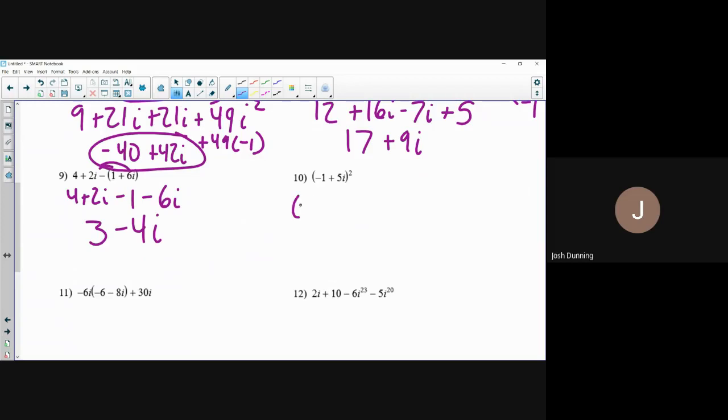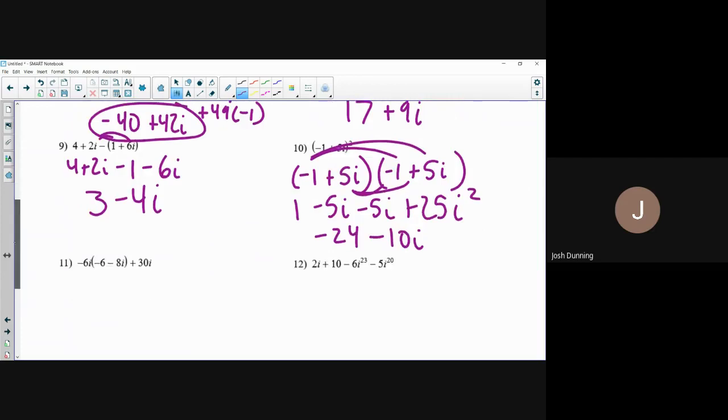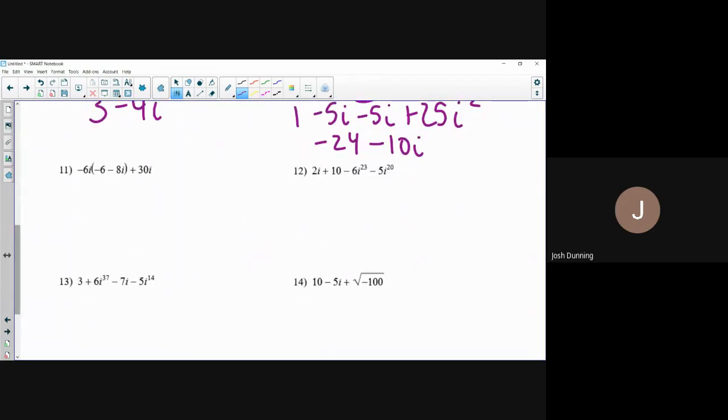10, write it out twice again. 1, minus 5i, minus 5i again, plus 25i squared. That i squared is -1, which will switch that to minus 25. 1 minus 25 is -24. Minus 10. -11.